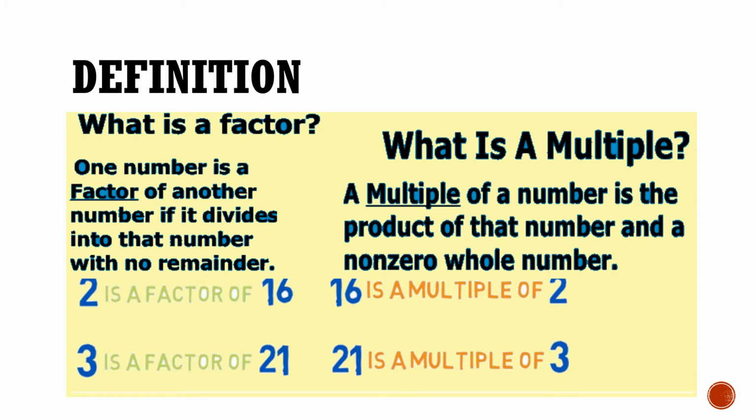Now what is a multiple? A multiple is the product of that number and a non-zero whole number. So you can just find out the multiples of 2. Now 16 is a multiple of 2 because 2 into 8 is 16. Similarly, 21 is a multiple of 3 because 3 into 7 is 21. So a multiple is the product of that number with a non-zero whole number.